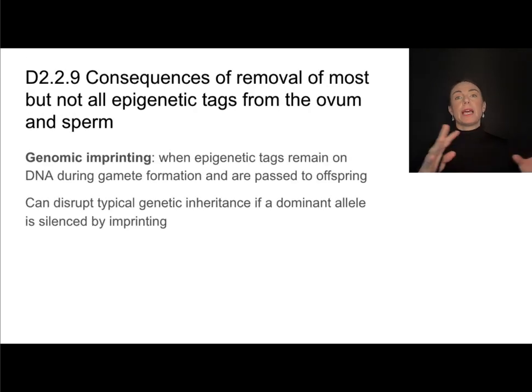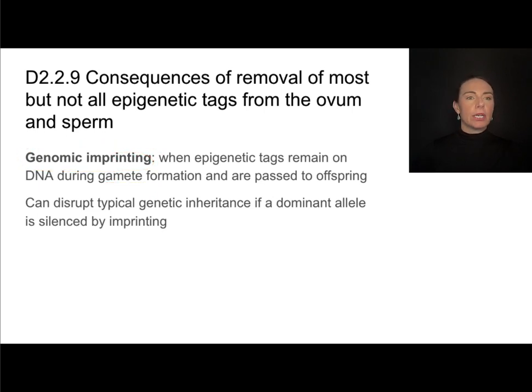Now, most of the epigenetic tags are going to be removed during meiosis. So that's when we're producing our gametes. However, not all of them, a very, very small proportion of those epigenetic tags can actually remain. And that can have a huge impact on genetic inheritance, especially if it is a dominant allele that is silenced by what we call genomic imprinting, right? The remaining of those epigenetic tags during gamete formation.